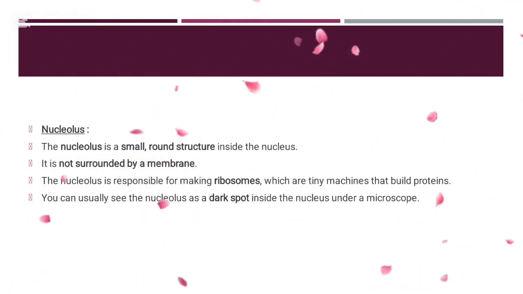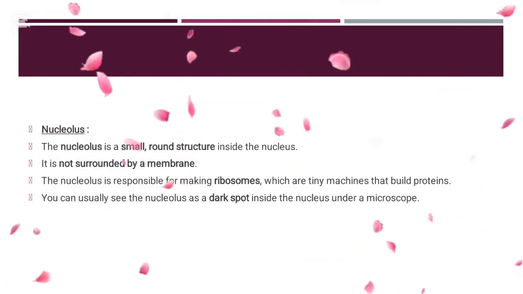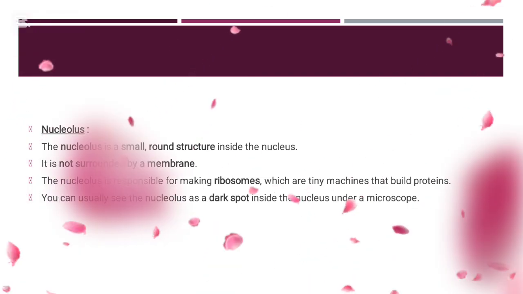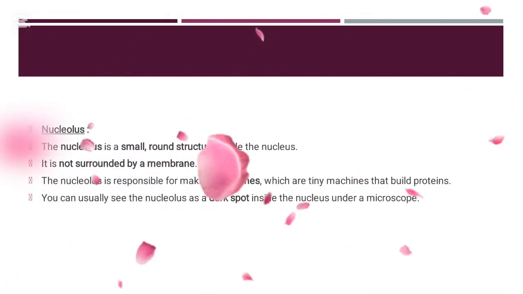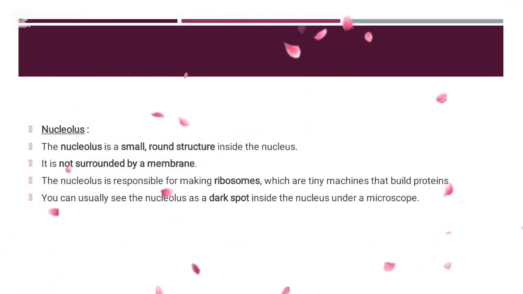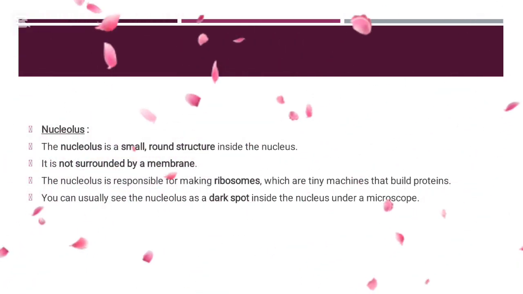Nucleolus. The nucleolus is a small round structure inside the nucleus. It is not surrounded by a membrane. The nucleolus is responsible for making ribosomes, which are tiny machines that build proteins. You can usually see the nucleolus as a dark spot inside the nucleus under a microscope.